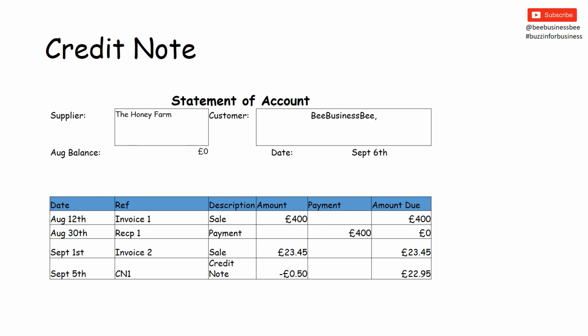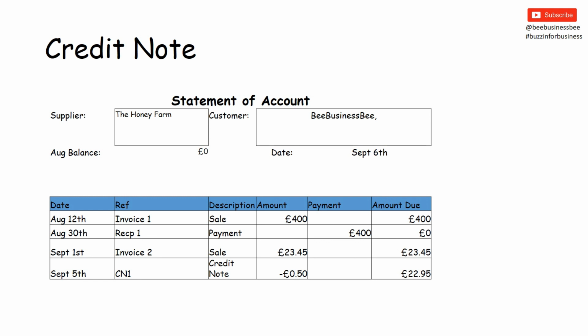So you can see there that now this is why it's a negative, because remember, in this case, this is from the supplier. So B is entitled to a discount of 50p. So the supplier is basically saying there, they've given a credit note of minus 0.50. In other words, a discount of 50p. And now it says the amount due on the balance is £22.95.